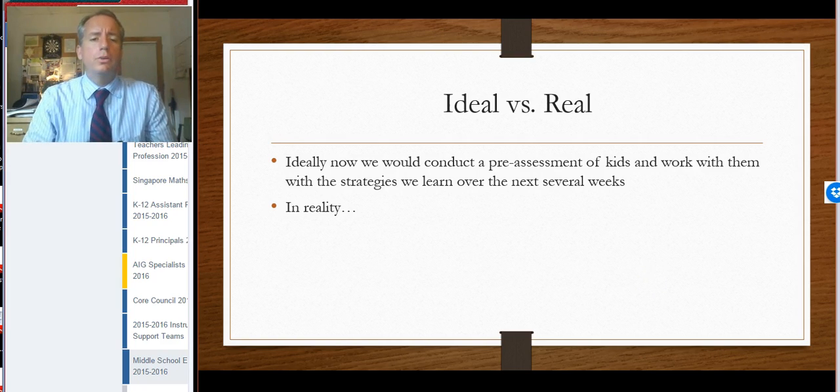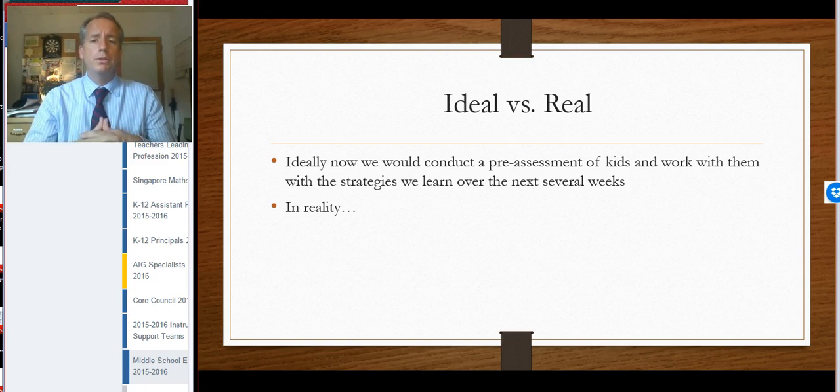So as we get very close to closing here today, the ideal versus the real. Ideally, we would say, now let's go do a pre-assessment of our kids. Let's talk about which ones are working on which facts and how we're going to work with those different facts over the course of these next few weeks. That might work out for a couple of you, and that would be incredible if it did, because it would be both good for you and great for our group.